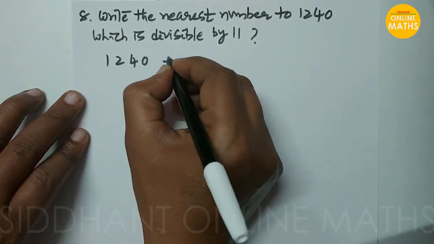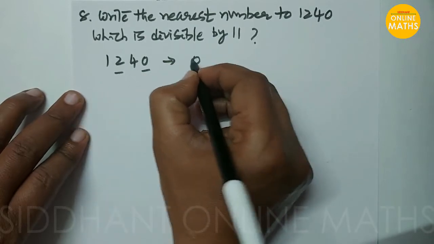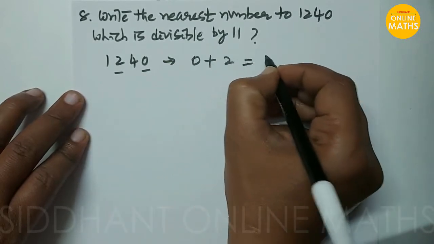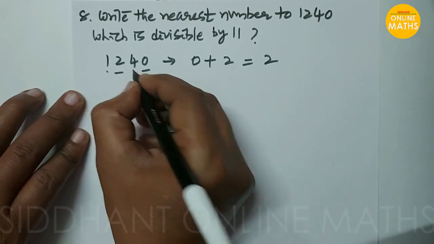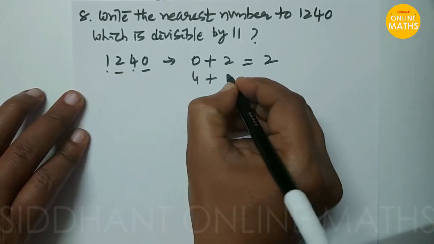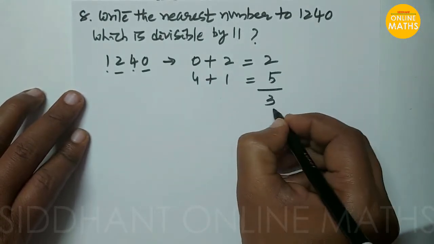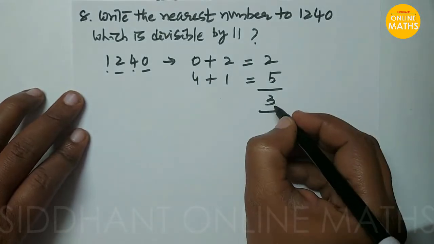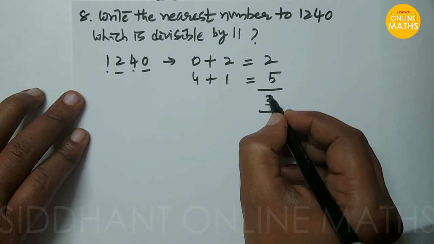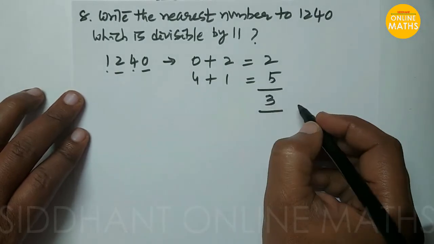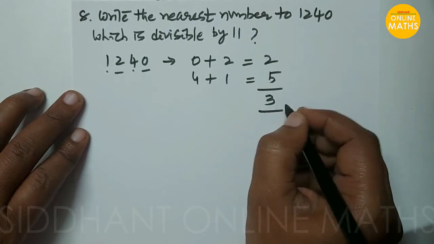For 11 we are going to see the odd-place digits here, 0 and 2. So 0 plus 2 we get 2. And next the even-place digits 4 and 1. So 4 plus 1 is equal to 5, and we get the difference 3. So if the difference is 3, we can say this number is not divisible by 11. We get the remainder like 3 here.